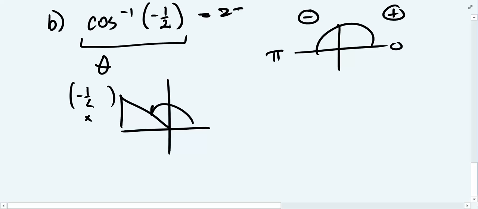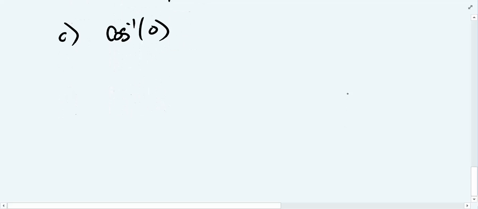Okay, this one says the angle whose cosine is 0. The angle whose cosine is 0. So where is the cosine value of 0 between quadrants 1 and 2?